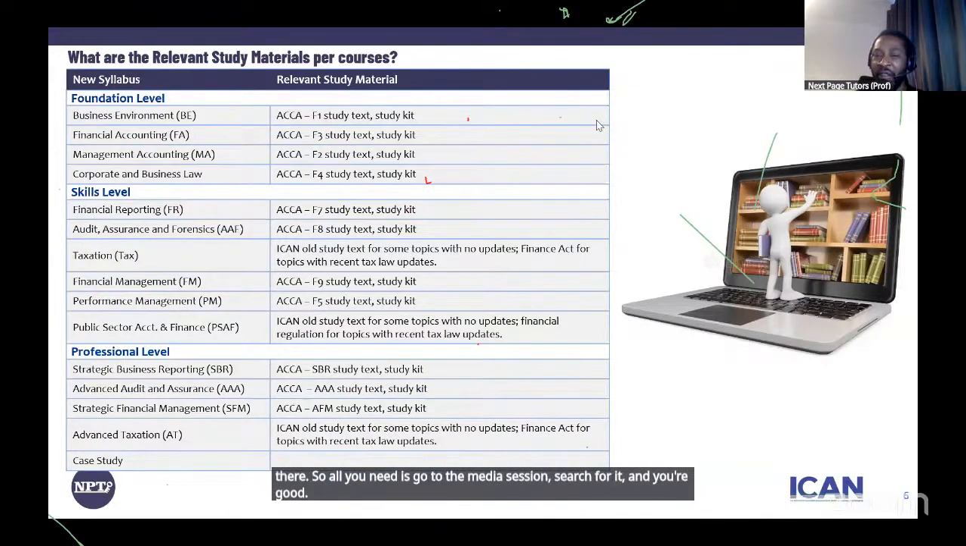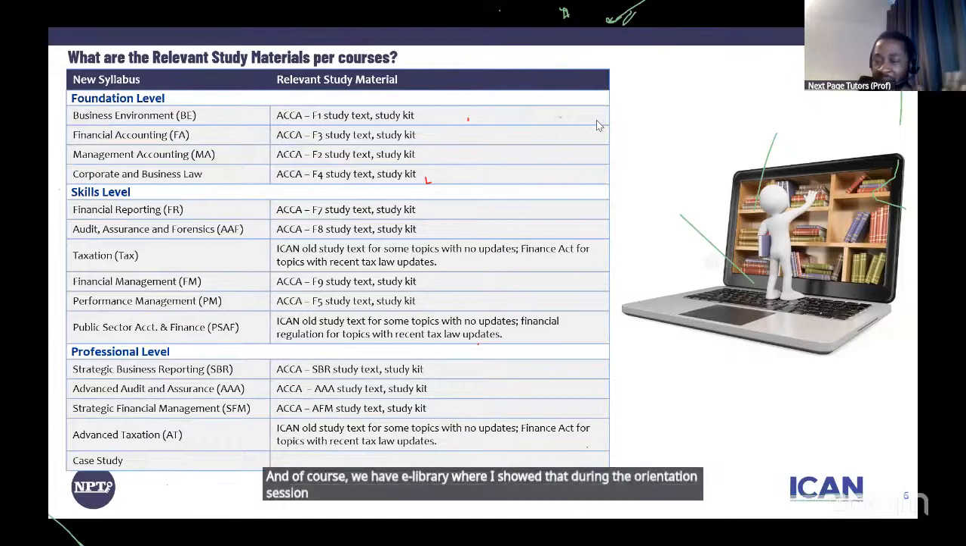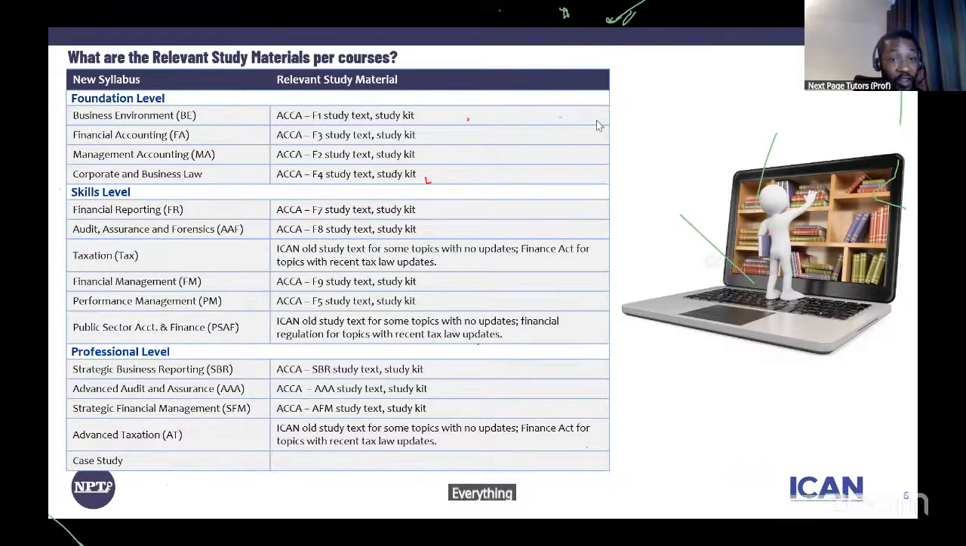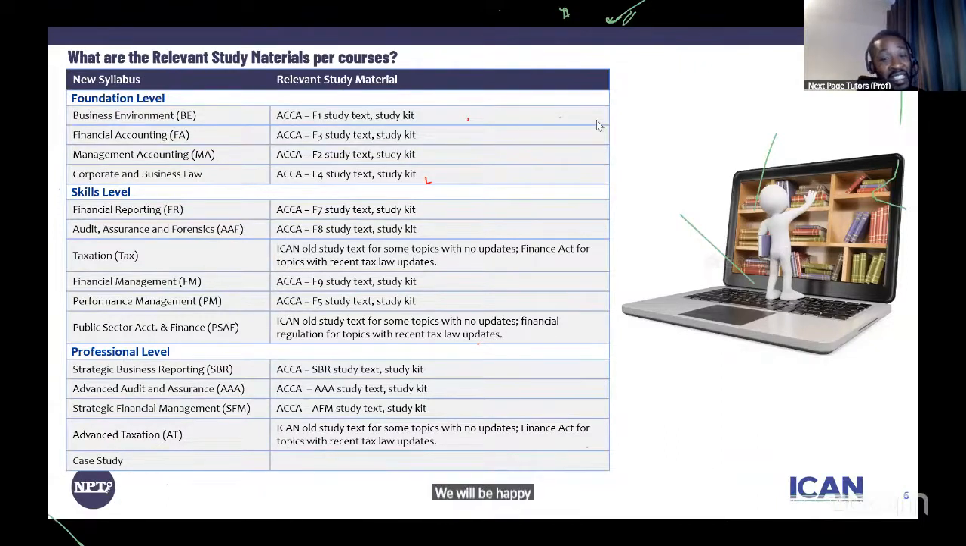And of course, we have the e-library, which I showed during the orientation session. There's a folder where you will see all those ACCA relevant materials. Everything will be loaded for your consumption. And at the end of the day, we will be happy to deal with the syllabus at hand.